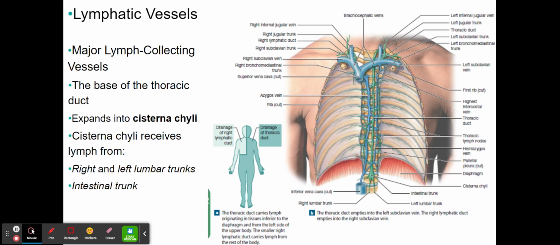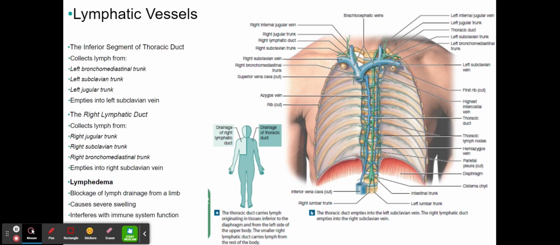The thoracic duct begins inferior to the diaphragm at the level of vertebra L2. The base of the thoracic duct is an expanded sac-like chamber called the cisterna chyli. The cisterna chyli receives lymph from the inferior part of the abdomen, the pelvis, and the lower limbs by way of the right and left lumbar trunks and the intestinal trunk.